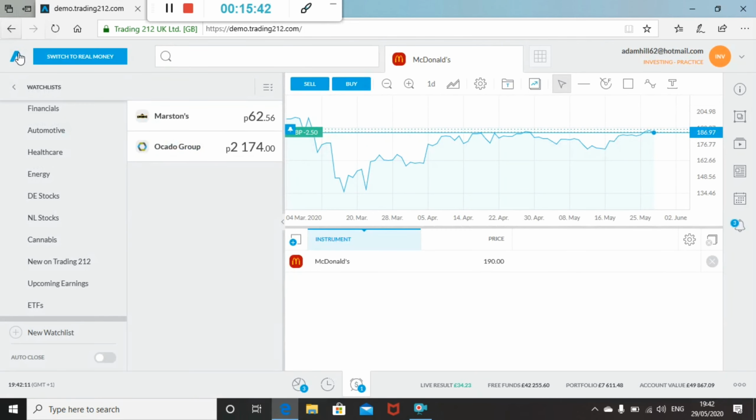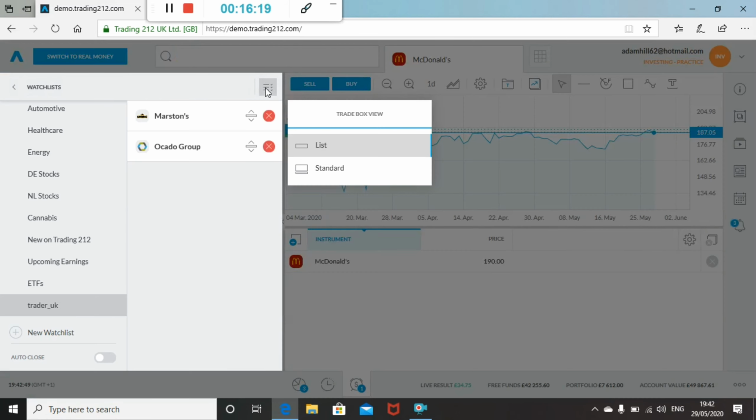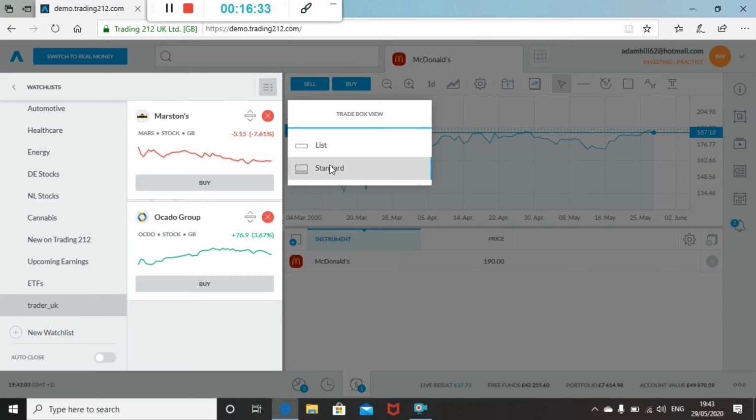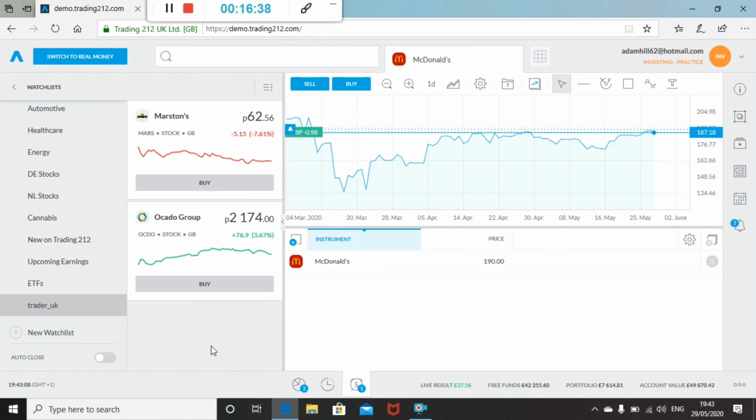And then if we move back to the home screen, under the Trader UK watch list, which we're currently on, we have Marston's and Ocado. If you click on the three lines with the three dots as well, this will allow you to edit your watch list. So you can remove products by clicking on the red cross, or you can switch view as well. If you're happy to just have the name of the product and the price, then you can leave it on list. If you want standard, it will also show you the daily chart and the daily movement.